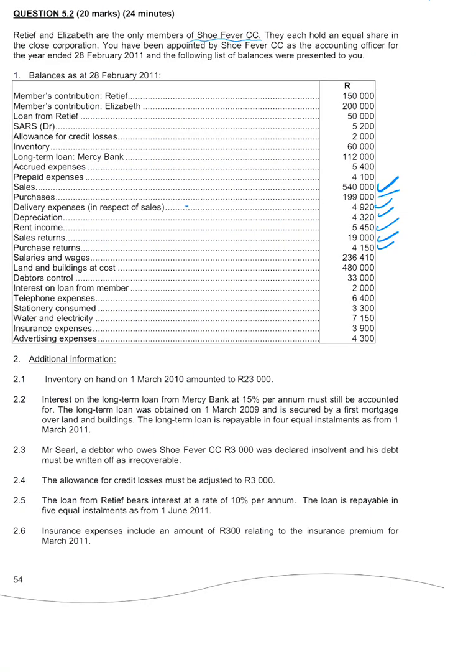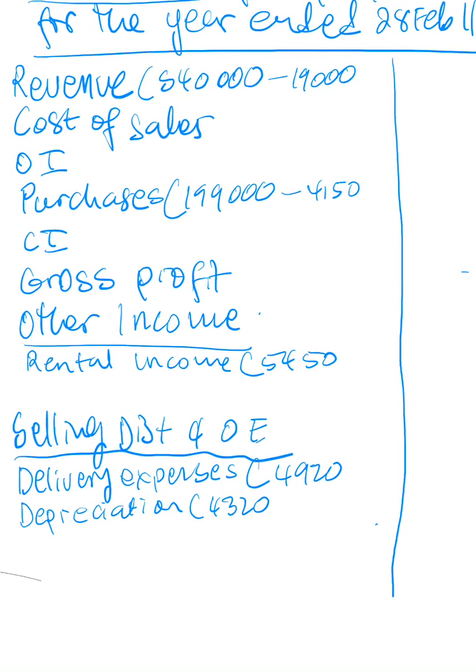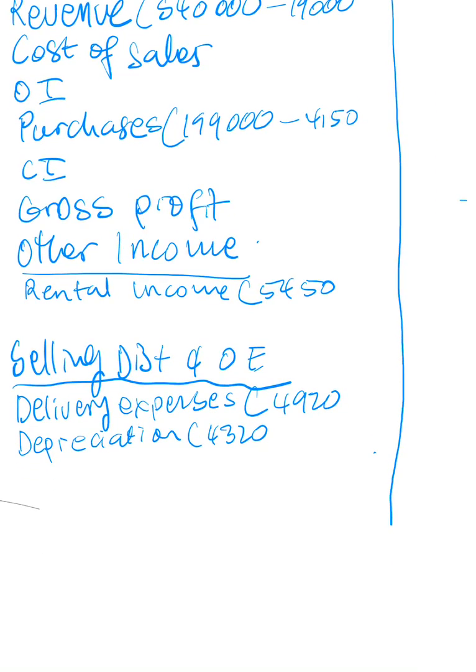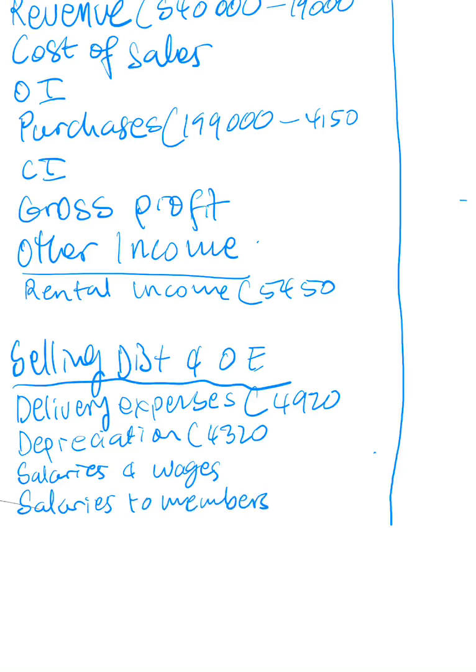Then we're done. Then there is salaries and wages. Remember, when it comes to salaries and wages, we said that there is salaries to members and salaries for other employees. So you have to have two things there: salaries and wages, then salaries to members. Don't forget. So salaries and wages, they are 236,410.